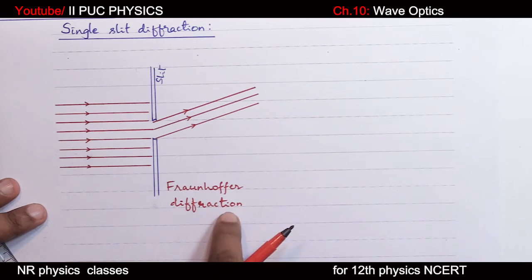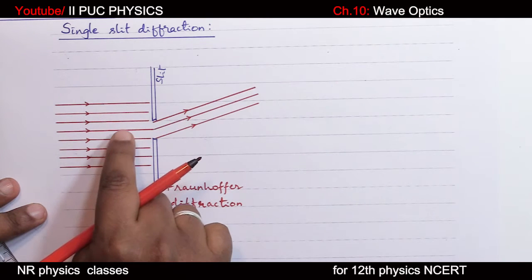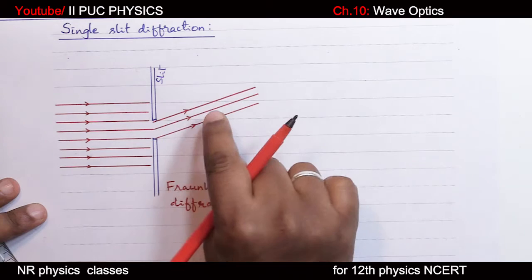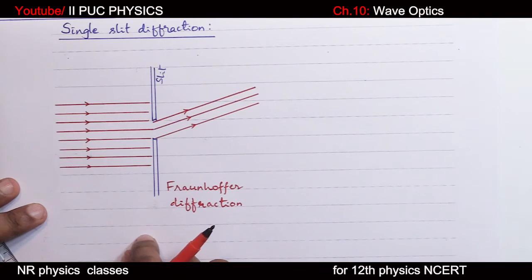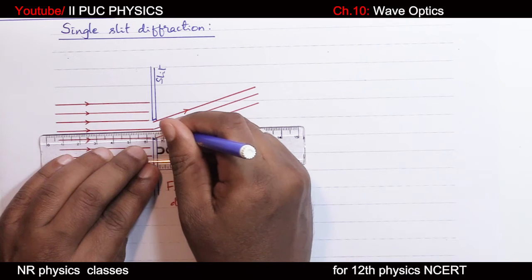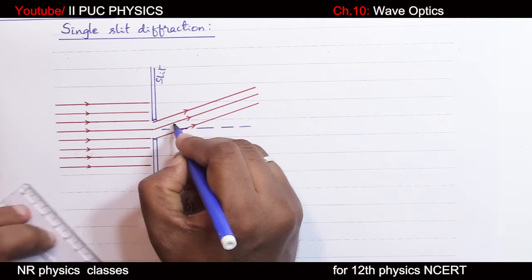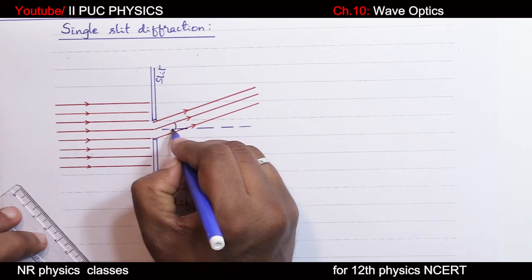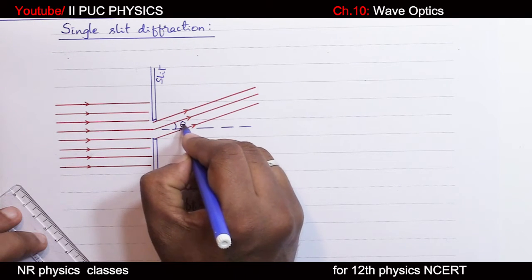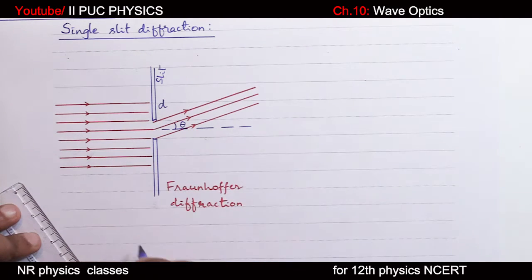There is another kind called Fresnel diffraction. It is not there in your syllabus. So Fraunhofer diffraction is due to an incident parallel beam and a diffracted parallel beam. Now consider the central ray. This is the direction of incidence. This angle is the angle of diffraction, theta. The width of the slit is d, small letter d.